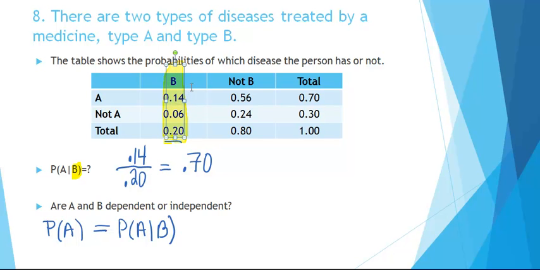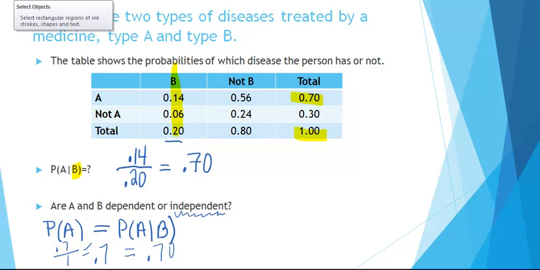So let me erase that out. The probability of A would be 0.70 out of 1. So 0.70 divided by 1 is 0.7. So the probability of A is 0.7, and that is equal to the probability of A given B, which is also 0.7, or 0.70. And these two, therefore, are independent events. Any questions on that?